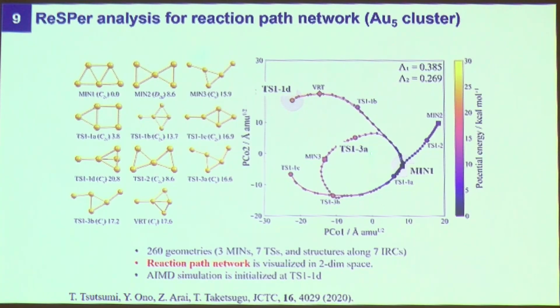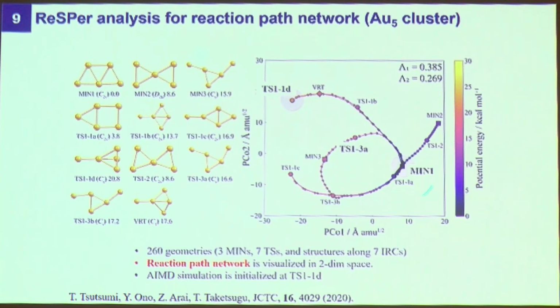So, here, this RESPA analysis is applied to three IRC pathways. The target is the gold 5 cluster, and there are three minima, min1, min2, min3. These three correspond to minimum structures on the potential surface. And we include seven transition states. And VRT is a very rich transition. It is related to reaction path bifurcation. So min1 is the global minimum.